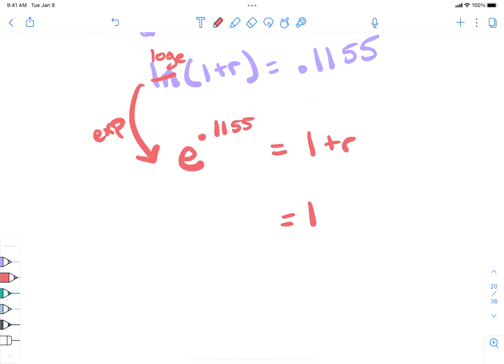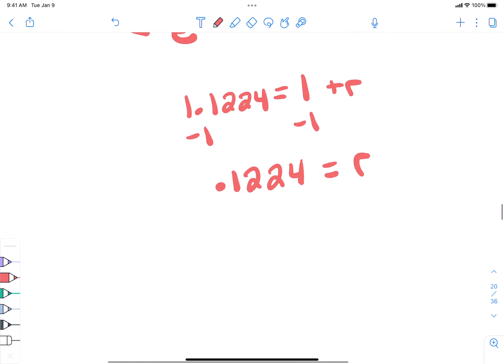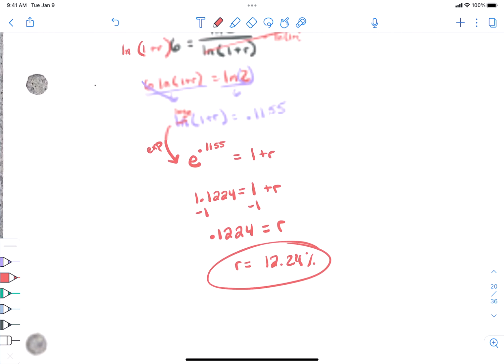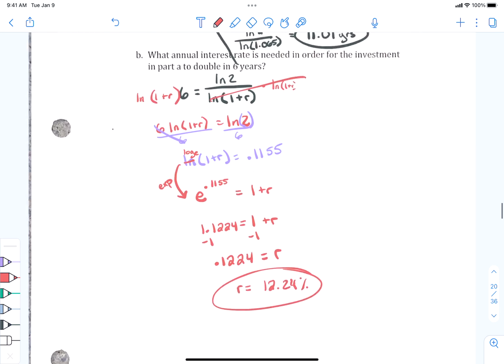Approximately... These are going to be really low decimal numbers, by the way. 1.1224. Okay, then what? And then minus 1. Don't do that in your head, use your calculator. 0.1224. What does that mean? That's the interest rate. The interest rate is 12.24%. Is that what we guesstimated? Yeah. We said it had to be higher than what it was before. It was 6.5% before. Now it's 12%.